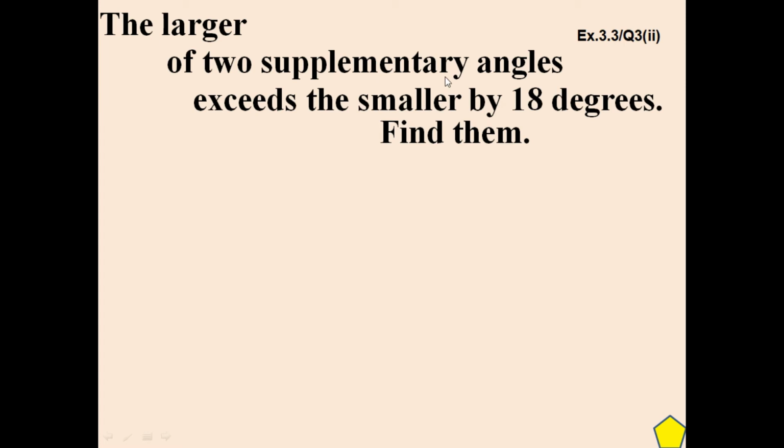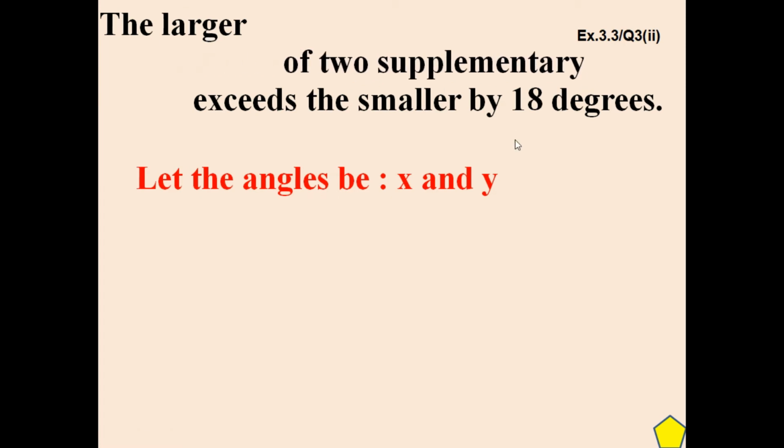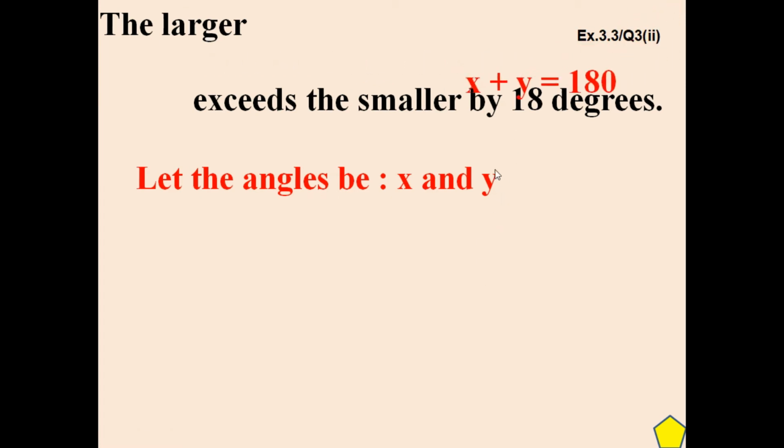So the keyword here is supplementary. Now the question says that there are two angles. We are assuming them to be x and y. And it says the larger of the two supplementary angles. So supplementary angles means that if the two angles are x and y, they have to add up to 180. That is the meaning of the word supplementary.